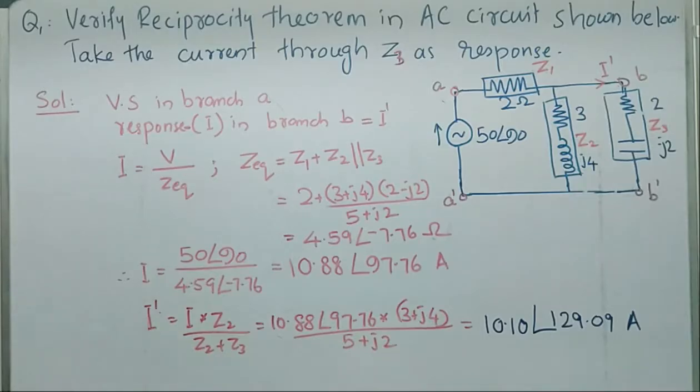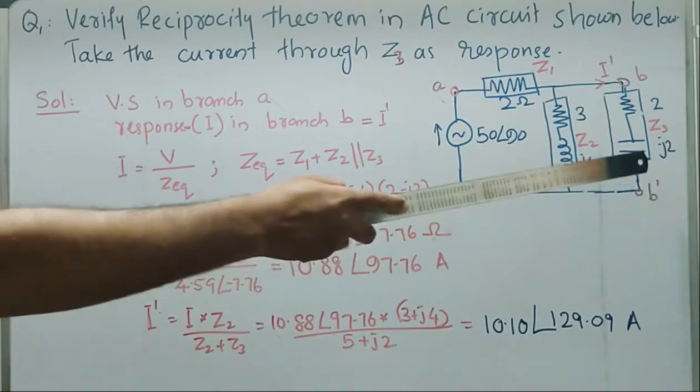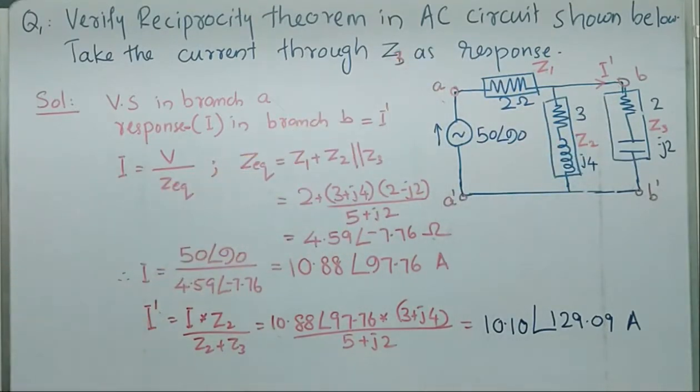Next problem is to verify reciprocity theorem in the AC circuit shown below. Here we need to take the current through Z3 as the response.